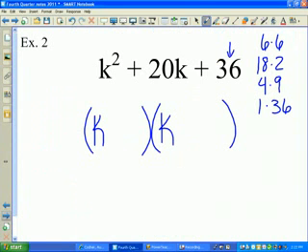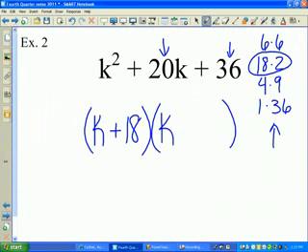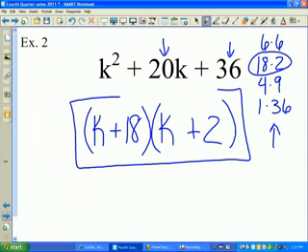So now I want to ask myself the question, which one of these two products added together will give me a positive 20. So hopefully you say 18 and 2, because 18 times 2 is 36, and 18 plus 2 is 20. So notice those numbers are positive. So I'm going to put a plus 18 here and a plus 2 there. This right here is your factoring of the trinomial. Okay?